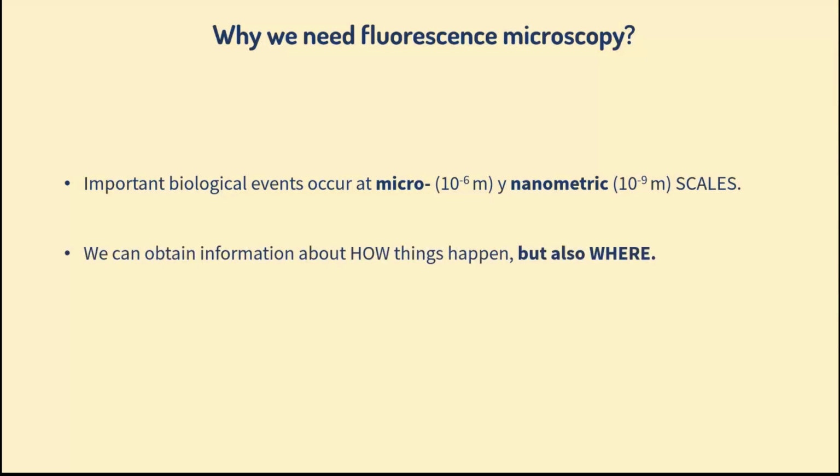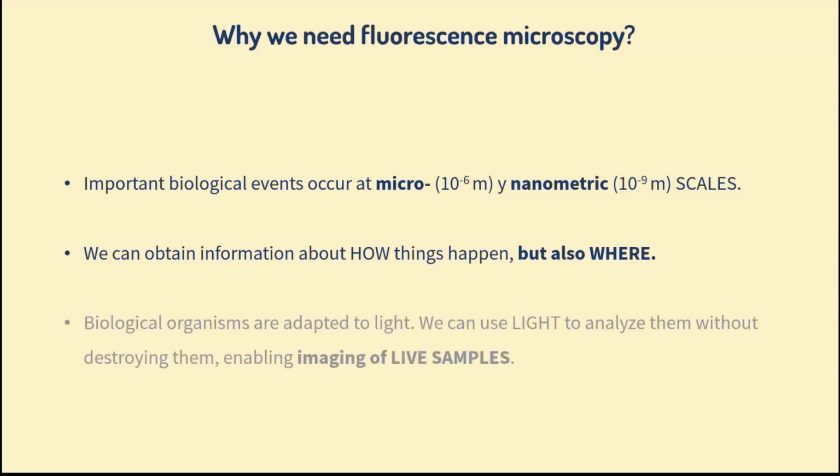Also, we can obtain information about how things happen, but also where. We can understand how things happen if we do a Western blot or a PCR, but to see where it happens, we need microscopy. And also the biological organisms are adapted to light. So we can use light to analyze them without destroying them. So this is when I was talking about non-destructive analysis. So with fluorescent microscopy, we can image live samples. And this is more or less explained in this next slide.